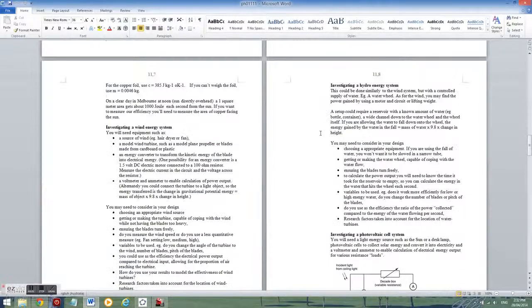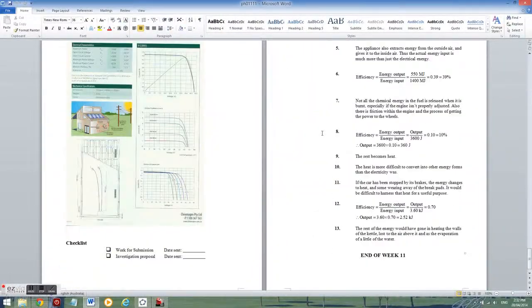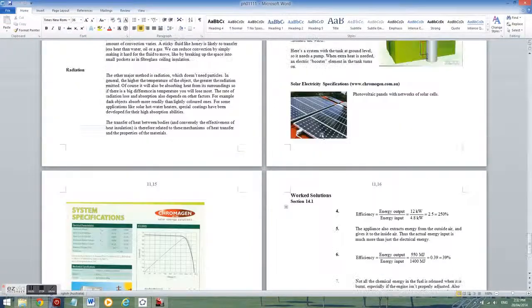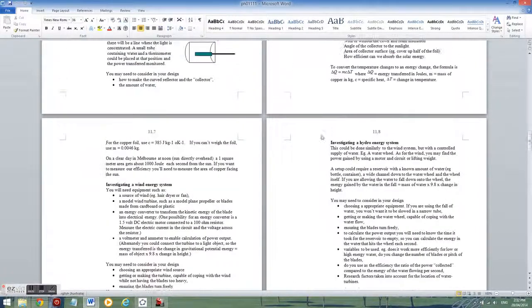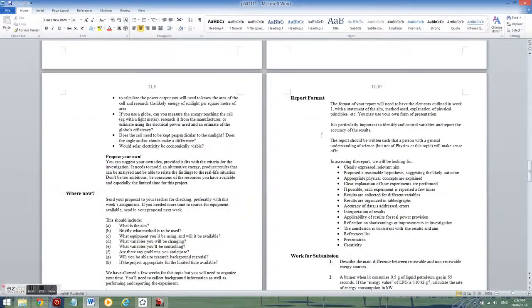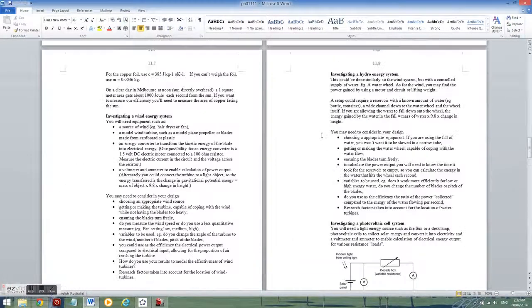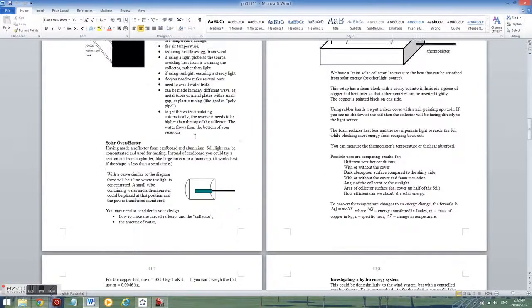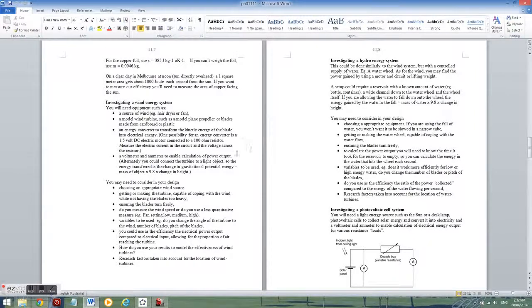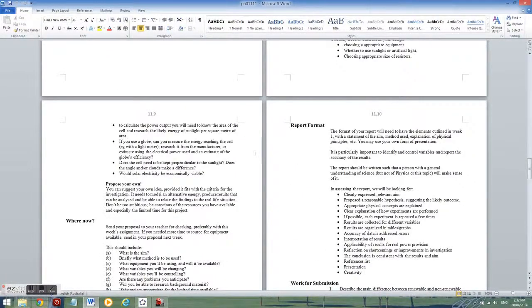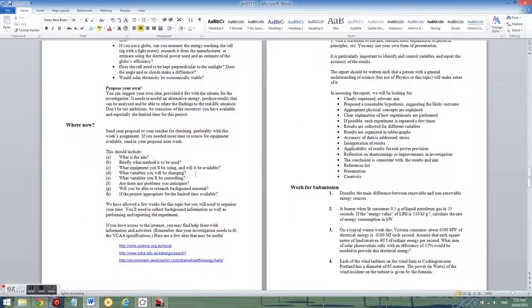If you go down to page 11.7 or 11.8, here are some investigation examples, but you don't have to do them or follow them. You need to make your own one, and when you do it, think about it.